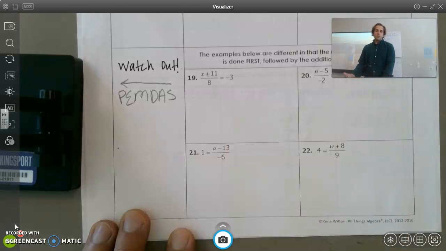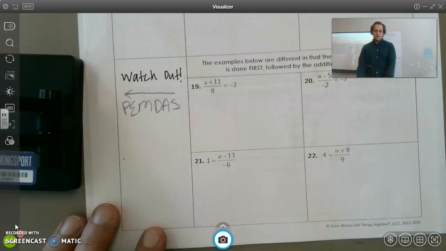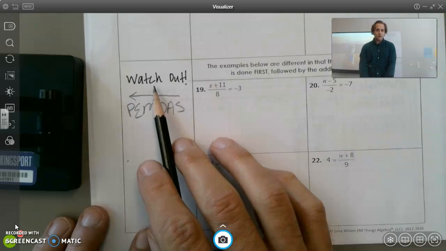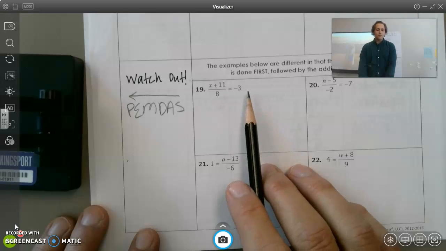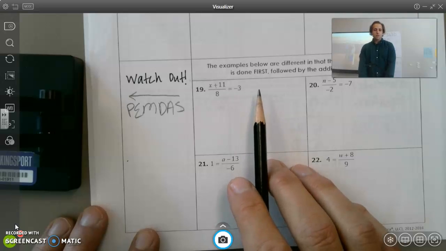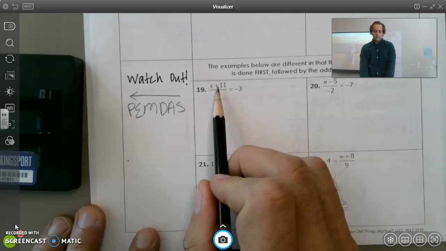as you grow in your math skills, what you're going to realize is that parentheses are not the only way to group numbers. And you may actually encounter some groupings that are implied. This is an example, and this is why it says watch out, of hidden parentheses. They're not really parentheses, but numbers are grouped together. I want to show you how this is a group.